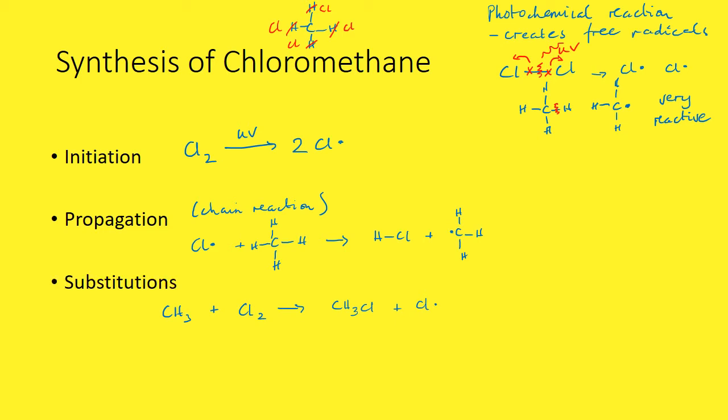So you can see that the combination of these 2 steps means that you started off with a methane molecule and a chlorine molecule, and you ended up with a hydrogen chloride molecule and a chloromethane molecule. Your chlorine free radical is still there, but our CH3 free radical was created and destroyed. It should have a dot on it like that. And so that's the propagation step.